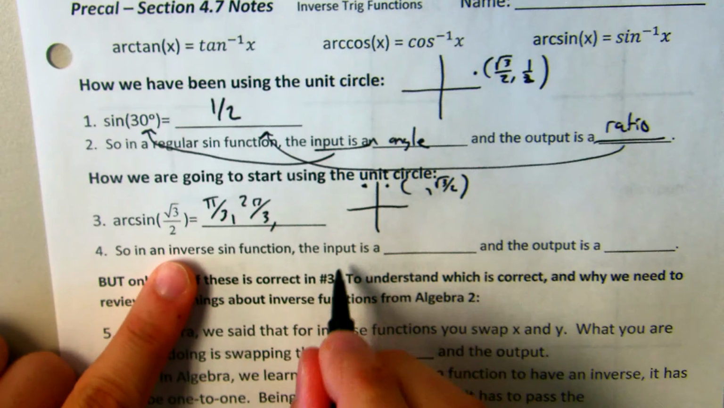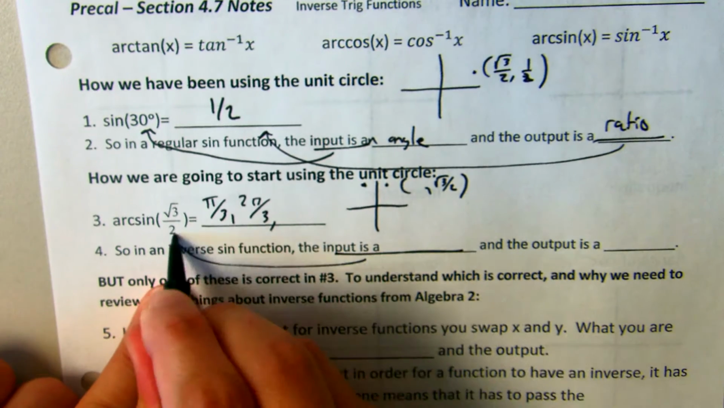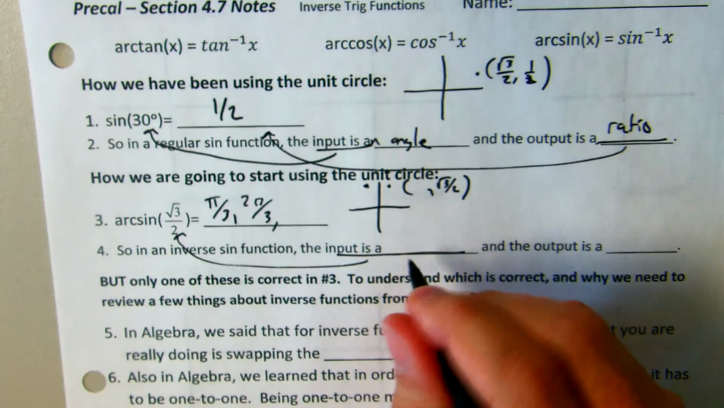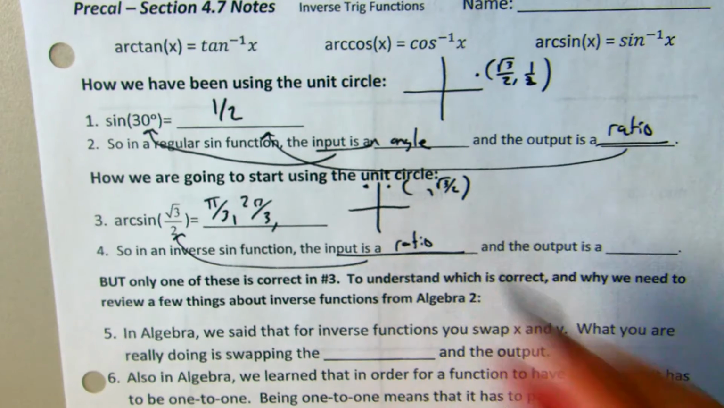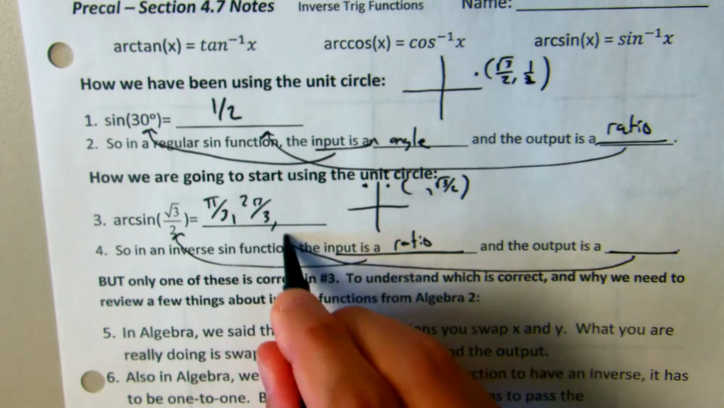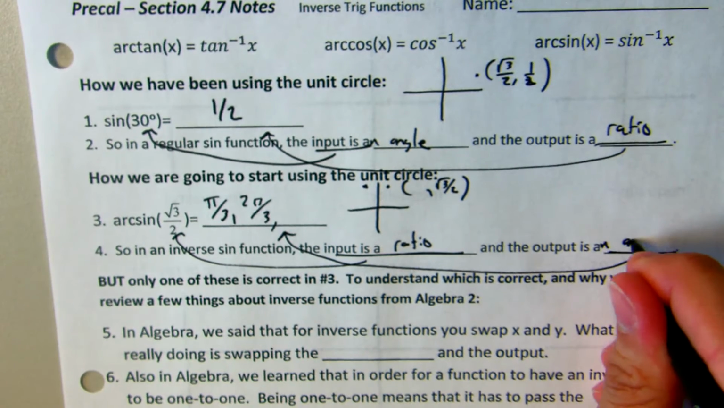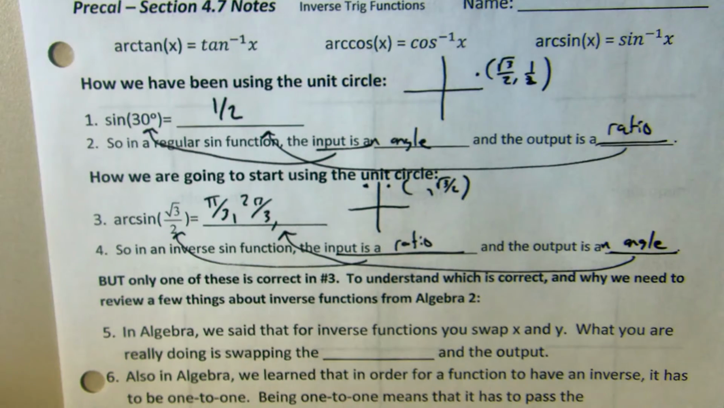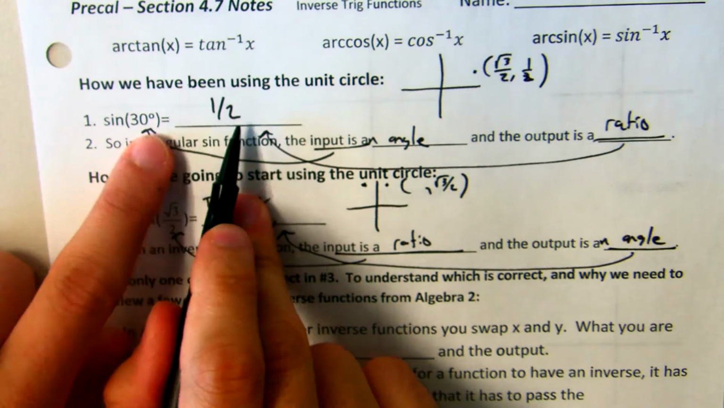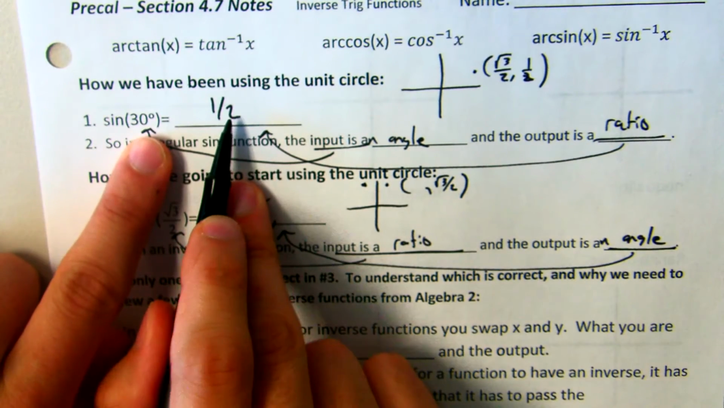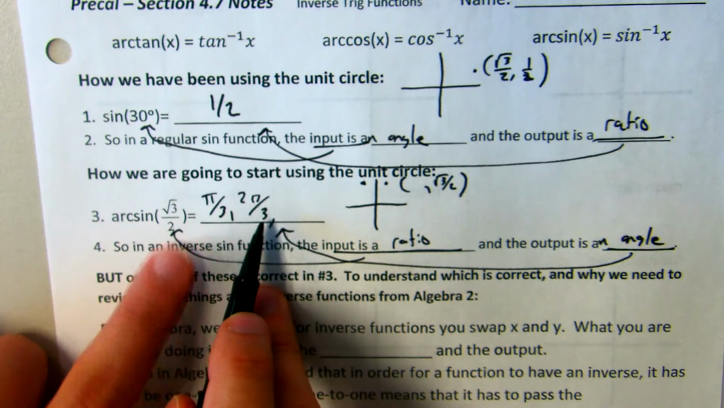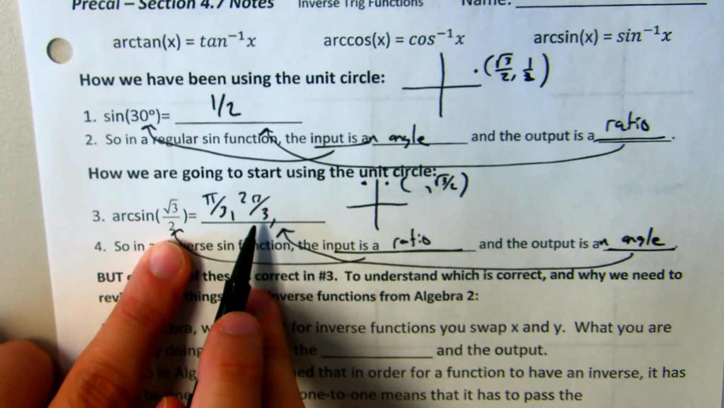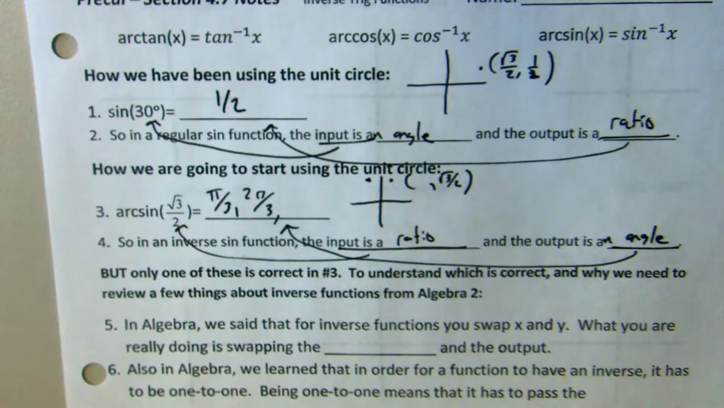But in this case, our input, what I'm plugging into an inverse sine function, is the ratio. And so now the output is an angle. So inverse functions, you're switching the input and the output. So with trig, that means we're switching the angle with the ratio. Regular sine, plug in an angle, spits out a ratio. Inverse sine, you plug in a ratio, it spits out an angle. That's all that inverse functions do.